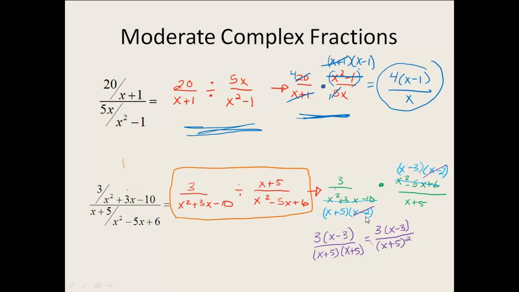And remember, you can only cancel something from the top with something from the bottom. So in the purple, I canceled out my x minus 2's. Now right here, these x plus 5's, they do not get to cancel out because they are both on the bottom. Now if one of them had been on top, they would, but since they're both on the bottom, they cannot cancel each other out. So what I was left with on the top is this final part down here in the purple, where I have 3 times x minus 3 over x plus 5 times x plus 5. And then another way I could write that is I could write the denominator as x plus 5 squared.